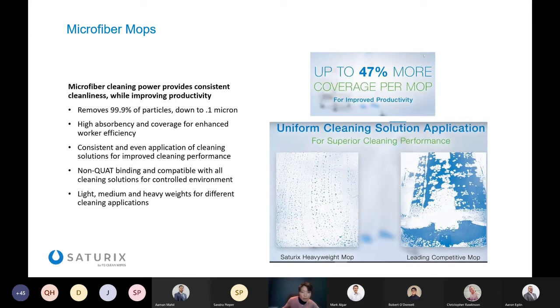We have 3 different types of mops: light duty, medium weight, and heavy duty. It's not necessarily a good, better, best approach. It all depends on your needs and the square footage of the facility, and we make sure there is a right mop for you to use.